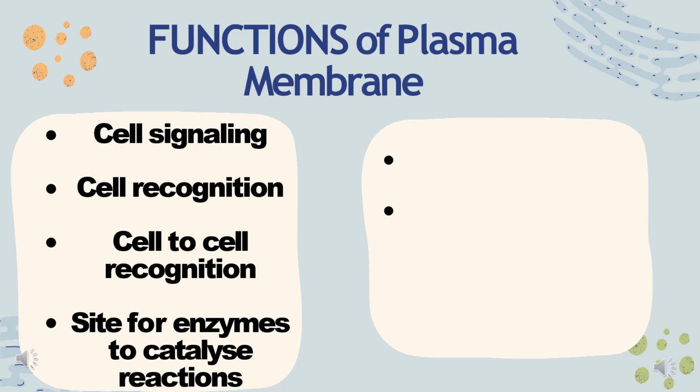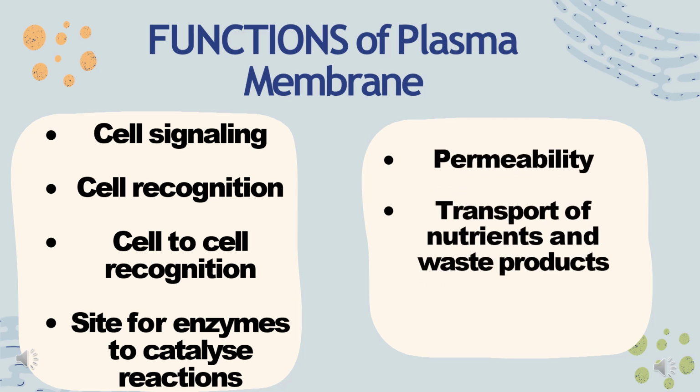Third, the membrane plays a key role in cell communication. It contains receptor proteins that detect signals from other cells, allowing the cell to respond appropriately to its environment. Fourth, it facilitates the transport of materials. This includes both passive transport, like diffusion, and active transport that requires energy to move substances across the membrane. Fifth, the plasma membrane helps in maintaining homeostasis. It regulates the internal conditions of the cell, keeping them stable despite changes outside.